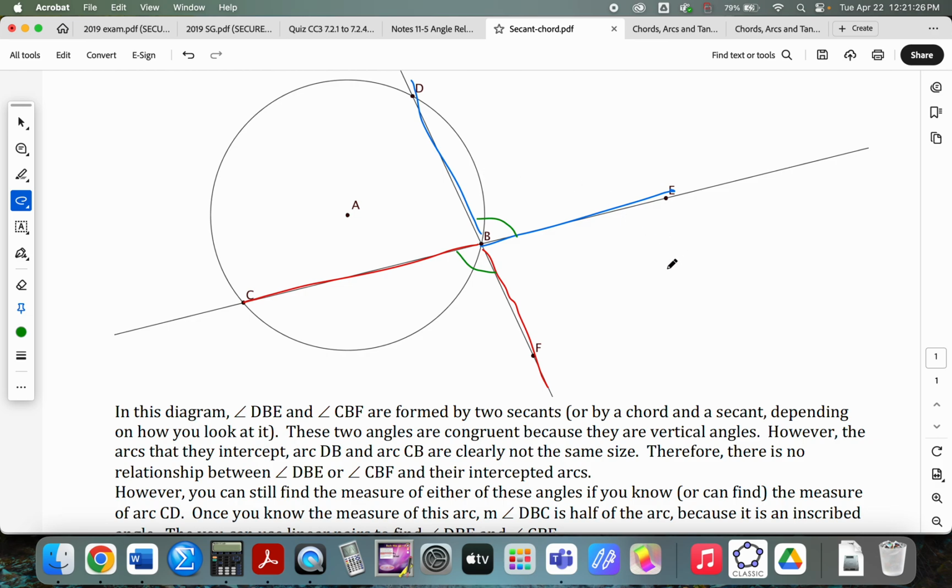There are actually two different ways that you can find the measure of these angles though. One way, the most straightforward way, if you have enough information, and you usually do, is find this inscribed angle by taking half of the measure from C to D. Then these two are just a linear pair and you're on your way.